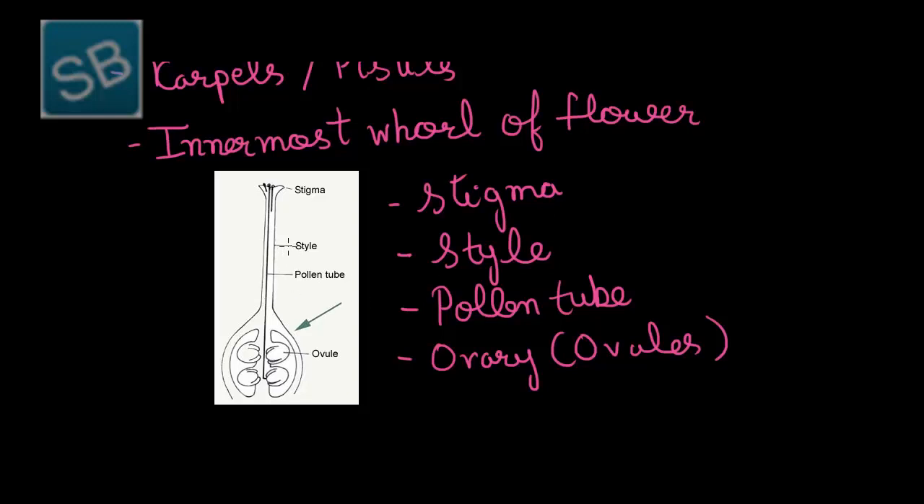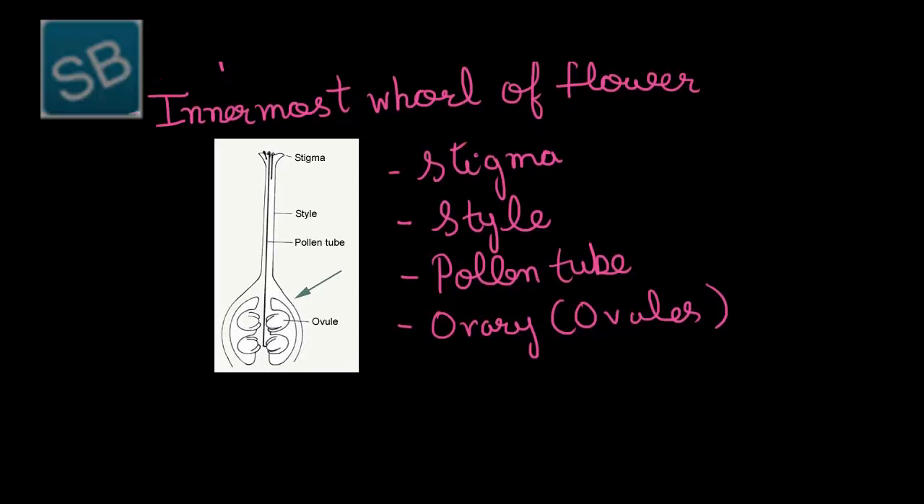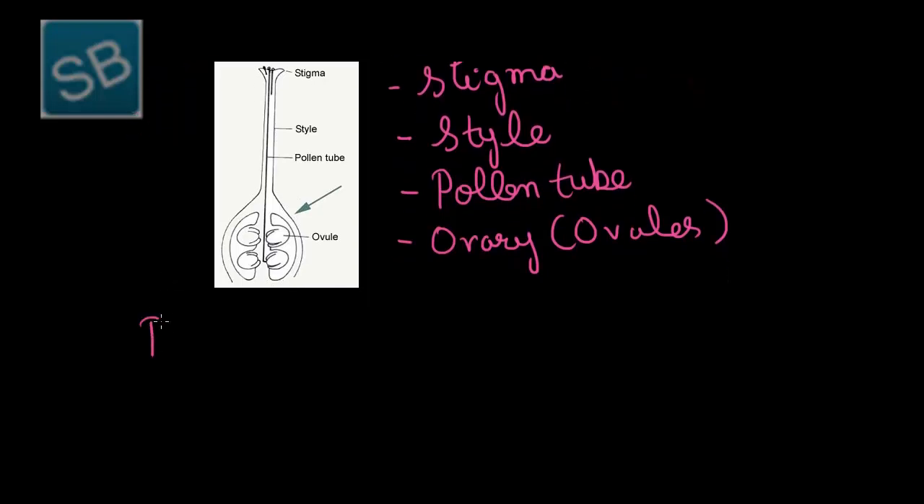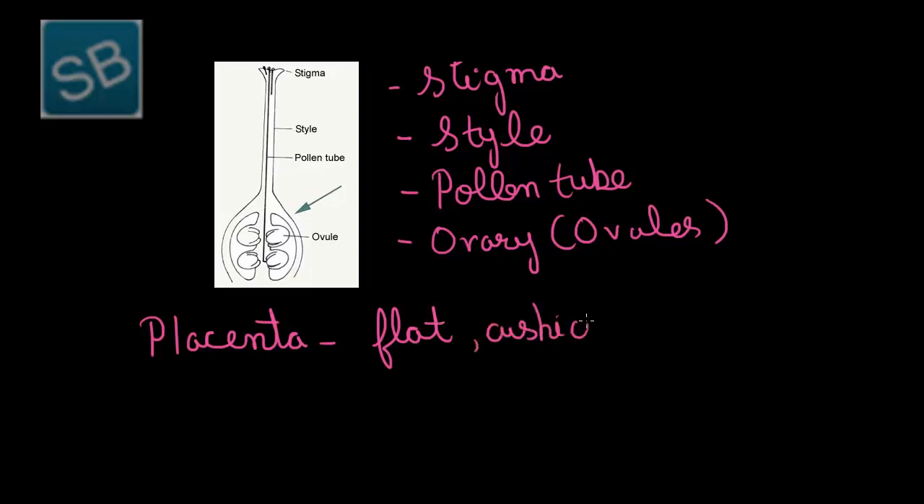Due to the presence of pollen tube, style occurs in an elongated manner. The stigma acts as the receptive surface for pollen grains. Another structure called placenta occurs. Placenta is a flat, cushion-like structure which supports ovules present within the ovary.